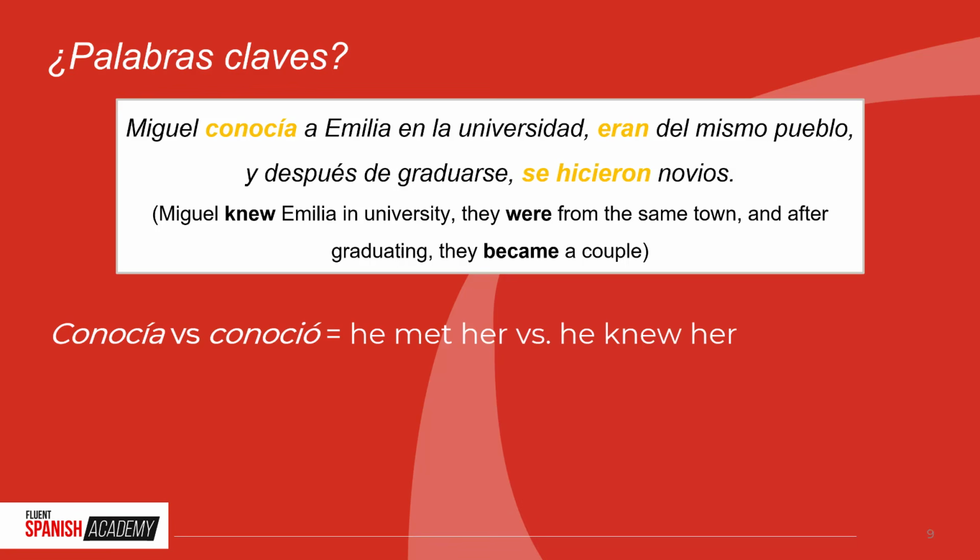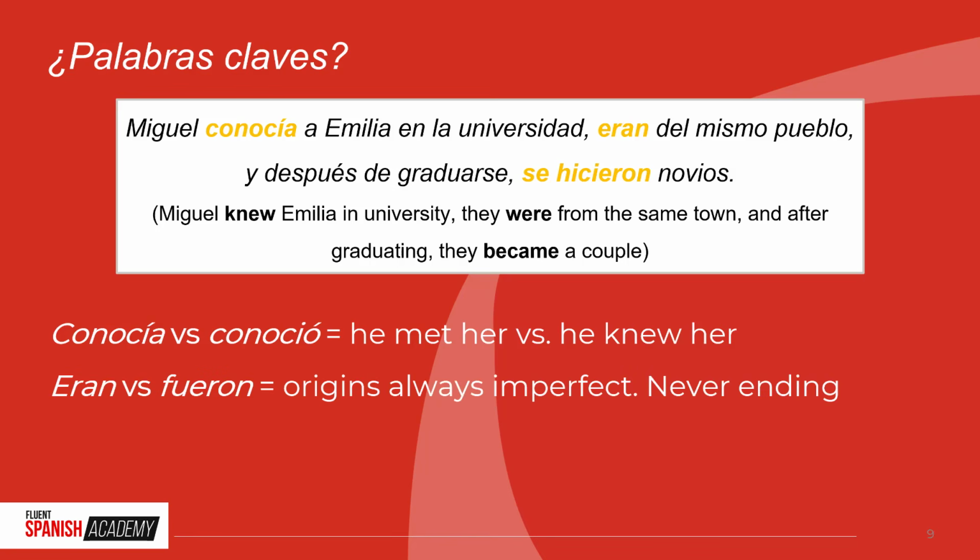Okay, next, what about eran or fueron? Well, Miguel and Emilia were from the same town, okay? So is that one simple action in the past? No, it's not. It's a description that continues in the past. It's something that was true for a long period of time with no defined start or end points. That's why we clearly use the imperfect in that situation.